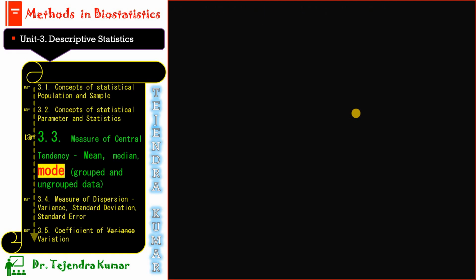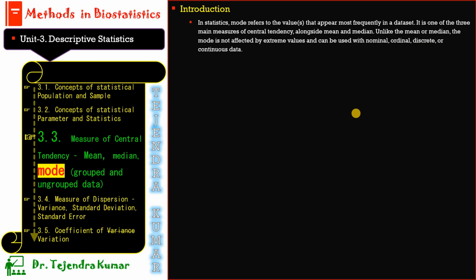Now we are going to learn about mode. So in statistics, mode refers to the values that appear most frequently in a data set. It is one of the three main measures of central tendency alongside mean and median. Unlike the mean or median, the mode is not affected by extreme values and can be used with nominal, ordinal, discrete or continuous data.